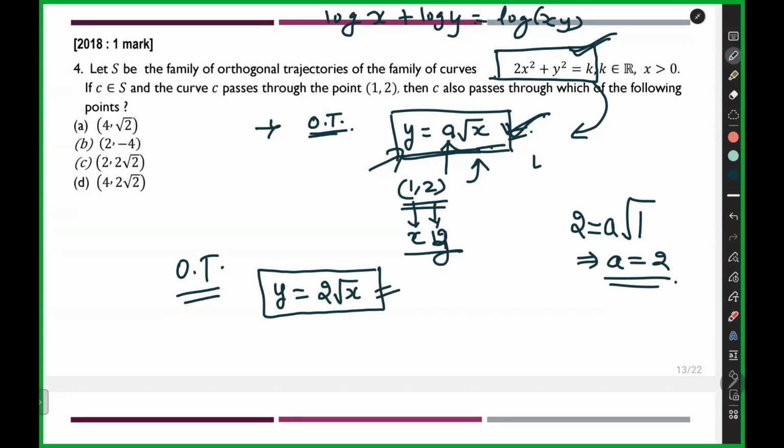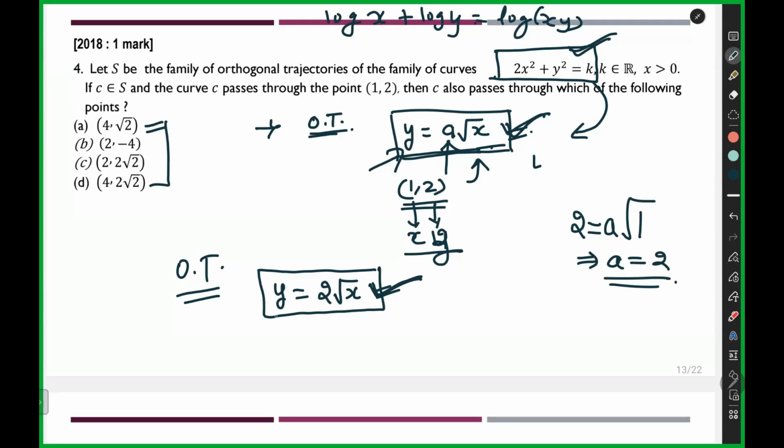Now, here are the points. We also have to check that C also passes through which of these points. So we can directly put these points in and see whether the given points satisfy the family that we have found so far.